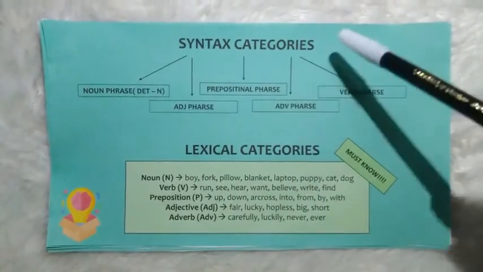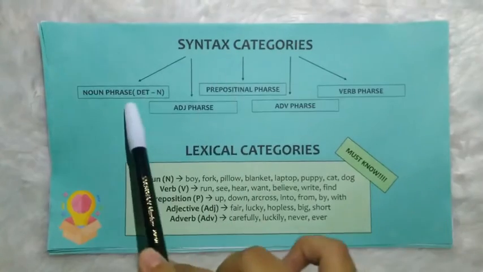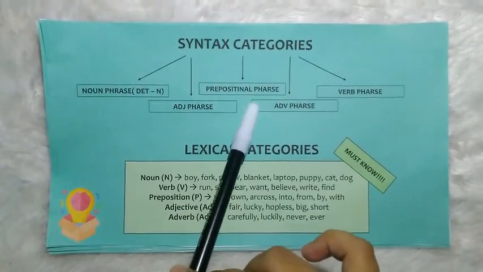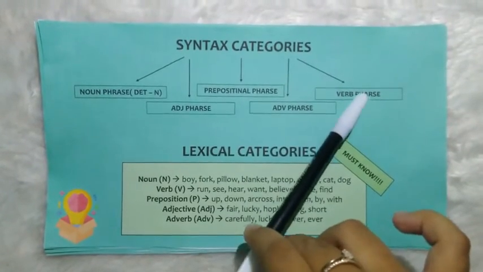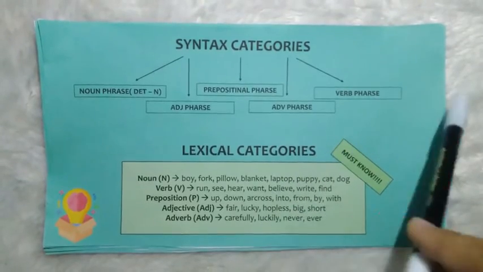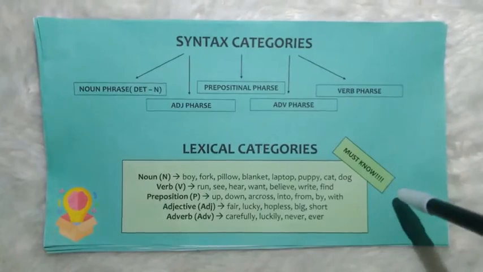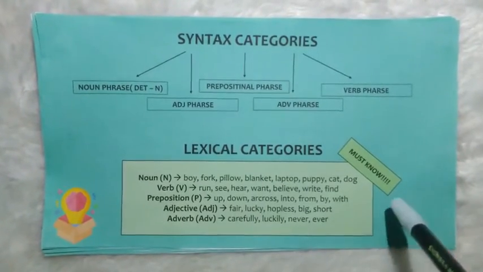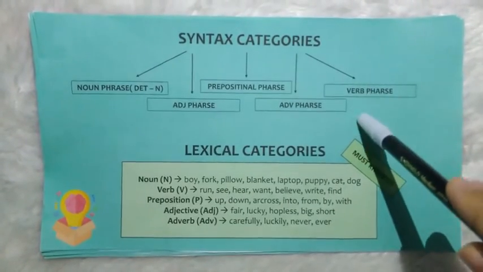And the next is syntax categories. So we have 5 categories. The first, noun phrase, adjective phrase, prepositional phrase, adverbial phrase, and verb phrase. The formulas will be explained further in the next slide. But before going to the formulas, we should know the lexical categories, because if we don't know about the lexical categories, we won't understand the syntax categories.